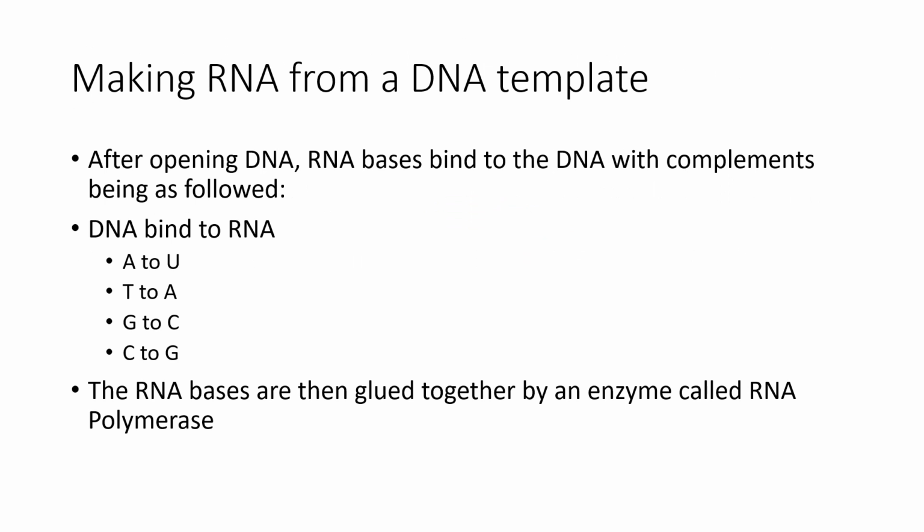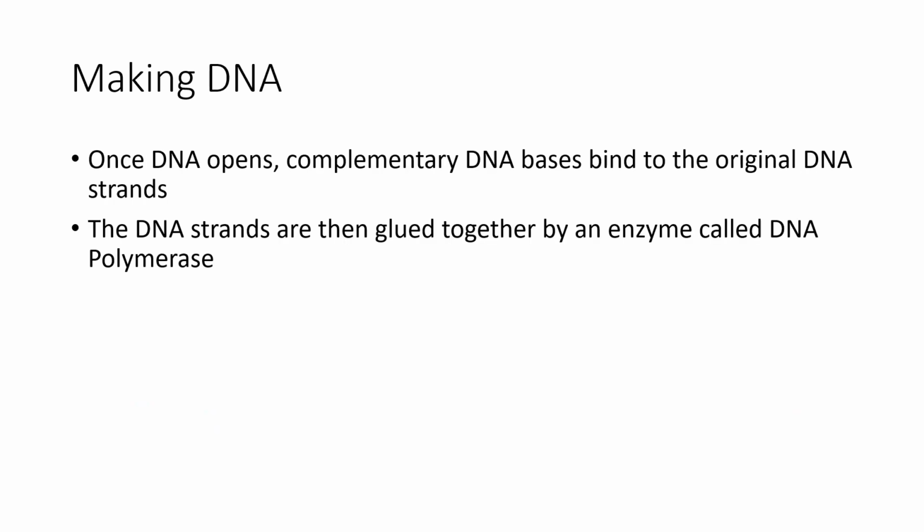Making RNA from a DNA template, again, A's will bind to U's, T's will bind to A's, G's will bind to C's, C's will bind to G's. And the interesting thing is the enzyme, the protein catalyst that's going to glue the bases together, is called an RNA polymerase. The reason I mention this is RNA tells you you're going to be using RNA. ASE tells you it's an enzyme, and it's going to make a polymer, which means it's going to put a lot of these bases together. So poly, many units.